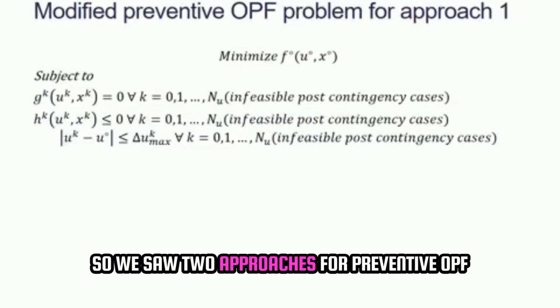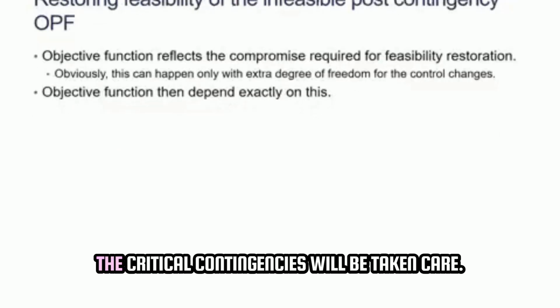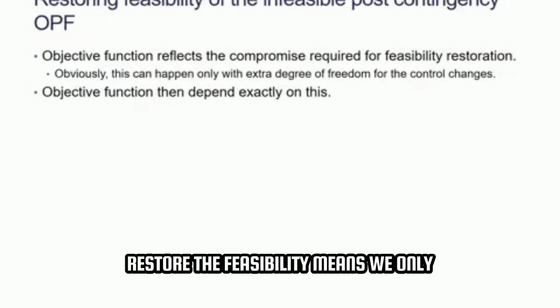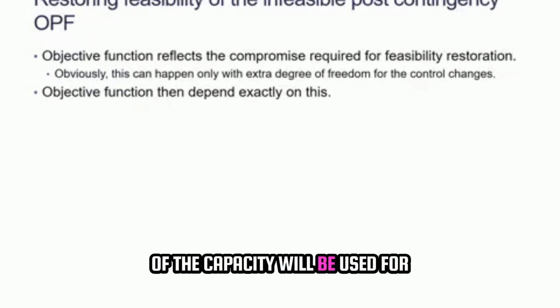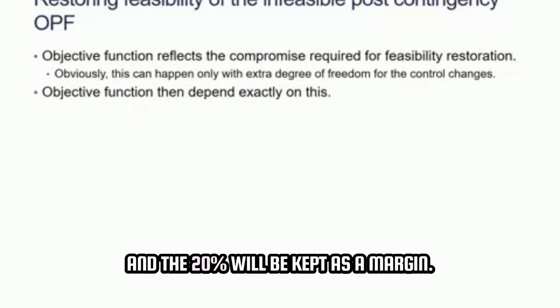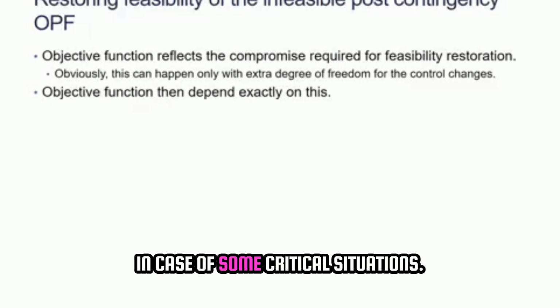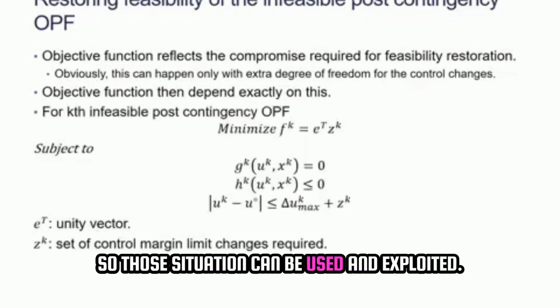So we saw two approaches for preventive OPF, and one approach where only the critical contingencies will be taken care of, and in the second approach, we actually restore the feasibility. Restore the feasibility means initially a system operator ensures that 80% of the capacity will be used, and the 20% will be kept as a margin, and this 20% can be used in case of emergency or in case of some critical situations. So those situations can be exploited.